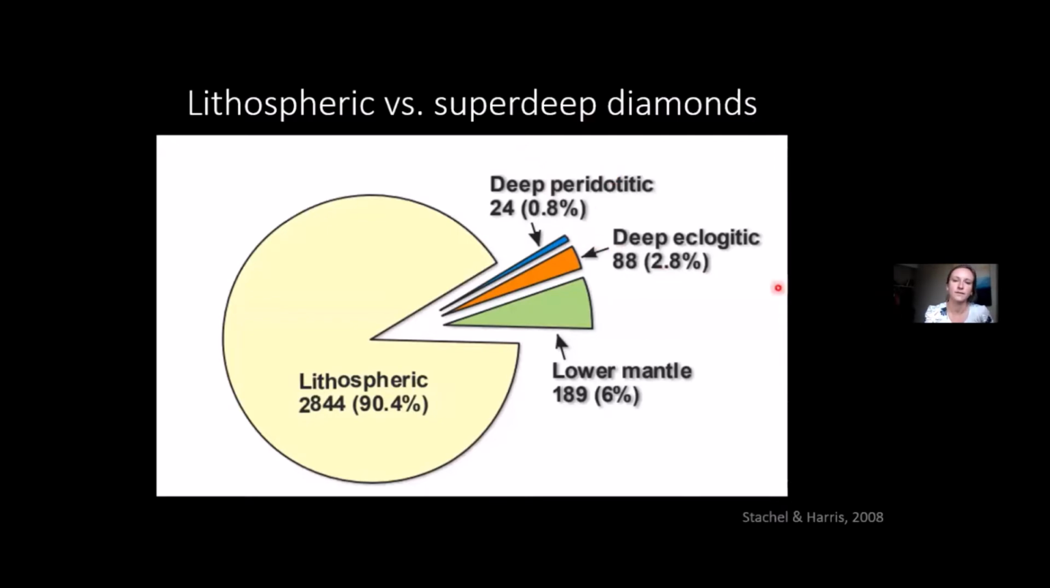And while some people suggest that perhaps 10% of all diamonds are super deep in origin, other people suggest that perhaps less than 1% of all diamonds are super deep in origin. So obviously these types of diamonds are really unique and really rare and interesting to study because they can tell us a lot about portions of the mantle that are otherwise inaccessible.